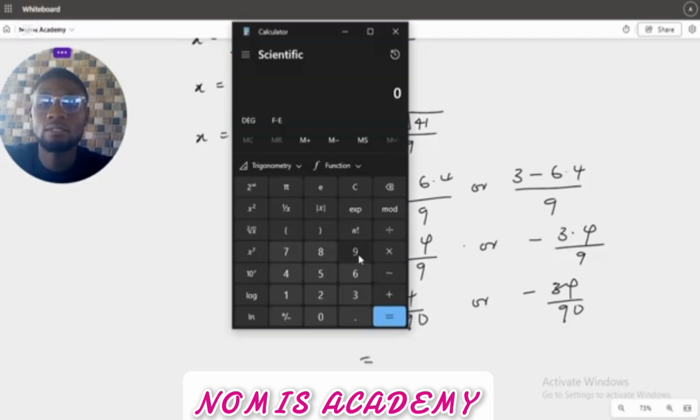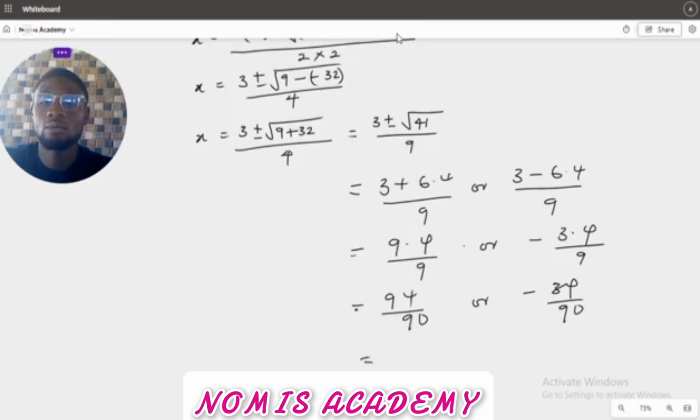So let's make use of our calculator so that we will not waste time. 94 divided by 90. So that is 1.04. Okay. What about 34 divided by 90? That gives 0.38.